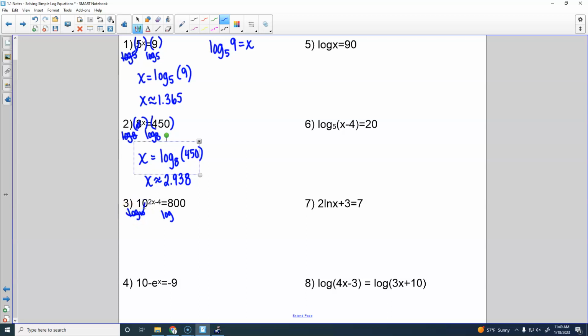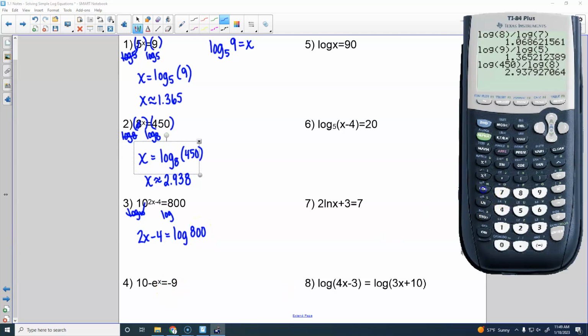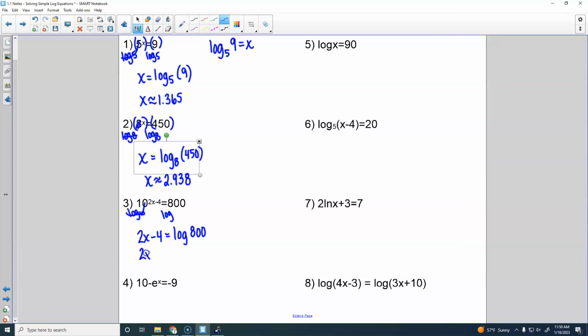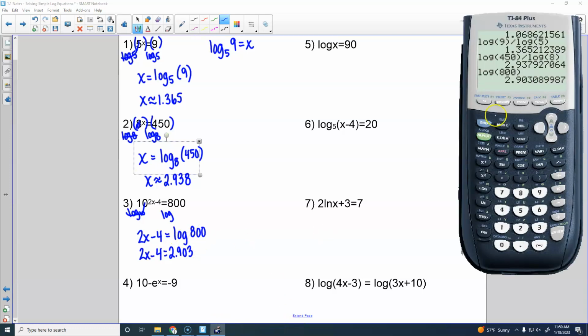I cross those out. Now, I actually have more stuff than just the x in my exponent here. So I've got 2x minus 4 equals log base 10 if you want to put it, but you don't have to on this one, of 800. Log of 800 is just a number. We can type that into our calculator. Log 800 is 2.903. So we got 2x minus 4 equals 2.903.